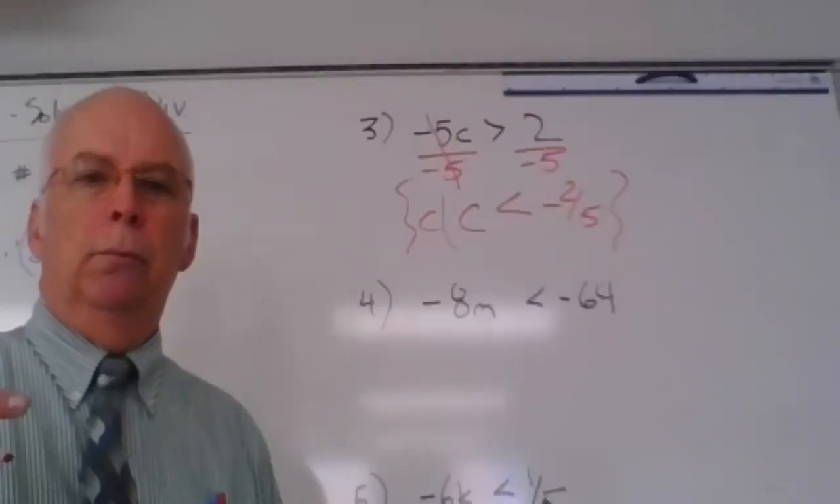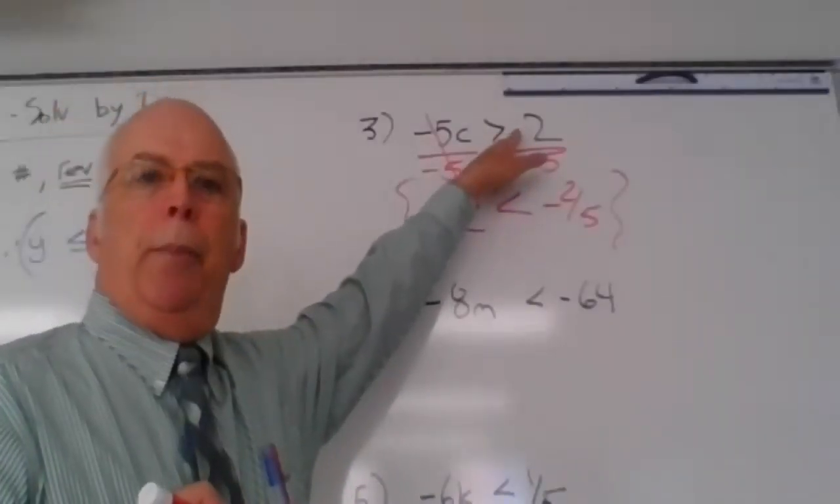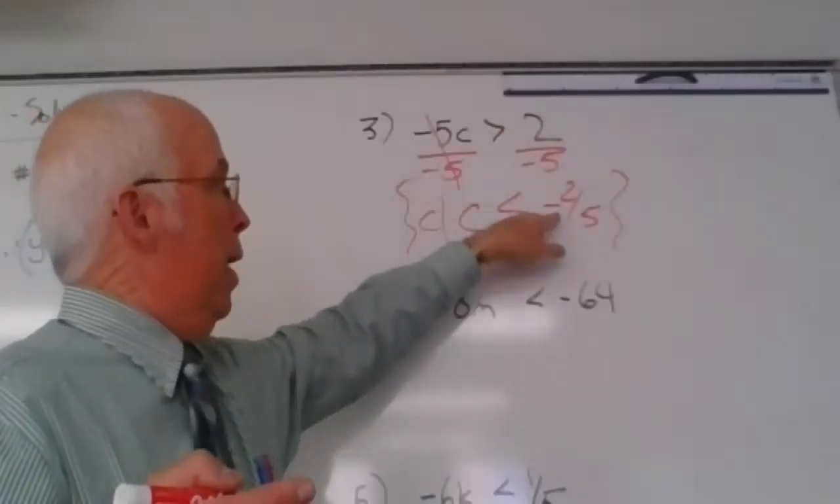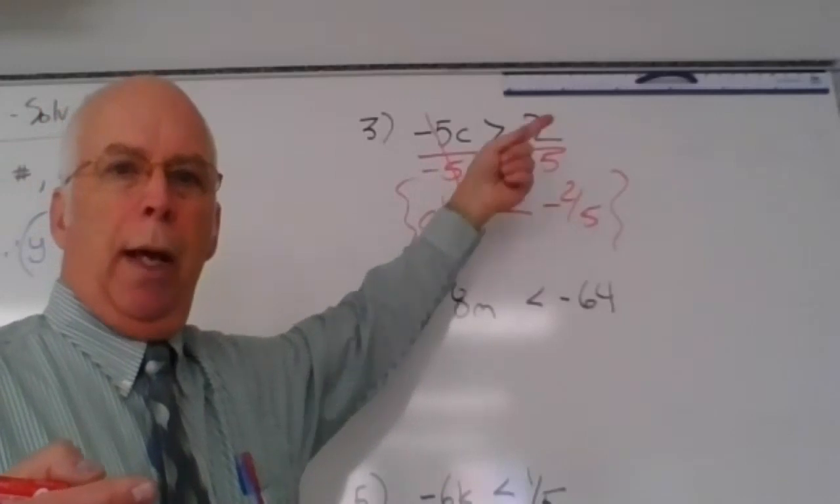Mr. Gaffney, why did the fraction on the right side stay -2/5? Because I divided both sides by a -5, and initially that 2 was a +2, right? If this had been a negative, this now would have become a positive, because I would have had 2 divided by a negative becomes a positive.